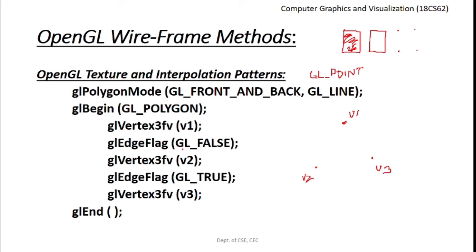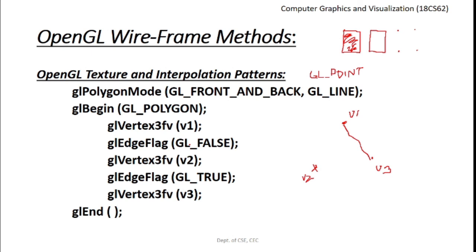As per this code, before V2, we have set the edge flag to false. That means V2 will not be included in drawing. Okay, so what will be the output? Only the edge connecting V1 and V3 will be drawn. V2 will not be drawn. Okay, the vertex V2 will not be considered for drawing. So we can do that using a function called GL edge flag and setting the flag value to false. By default, it will be true. So we can change it to false to make sure a vertex is not displayed.